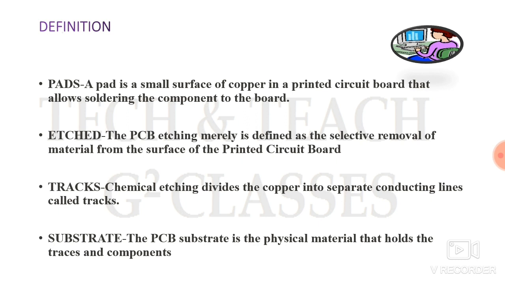Then at last we have the substrate. Substrate is a physical material that holds the traces and components. It is a physical material, you can touch it, you can feel it. It will hold both traces and components. Clear? So here we learnt about pads, etching, tracks and substrate.